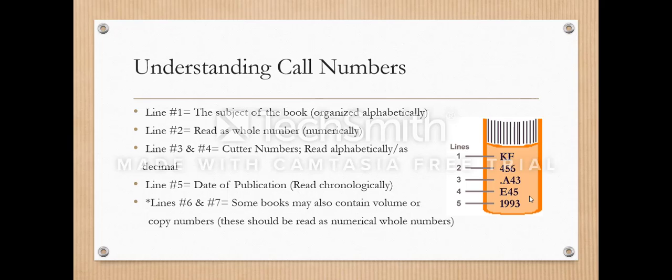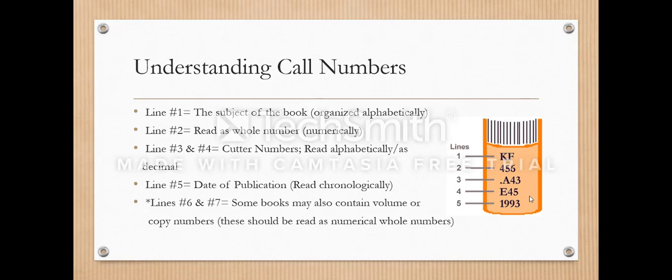Line number 1 represents the subject of the book, and it is organized alphabetically. Line number 2 is read as a whole number, numerically. So 456 would come before 457 and after 455.